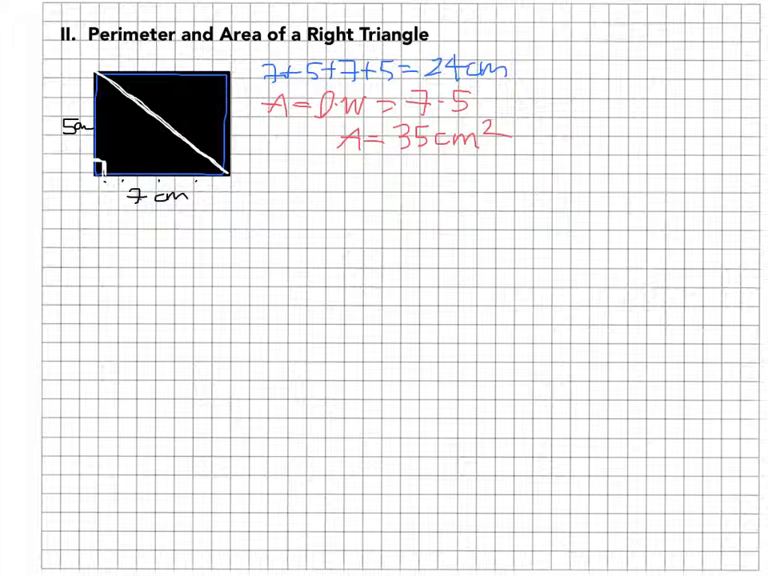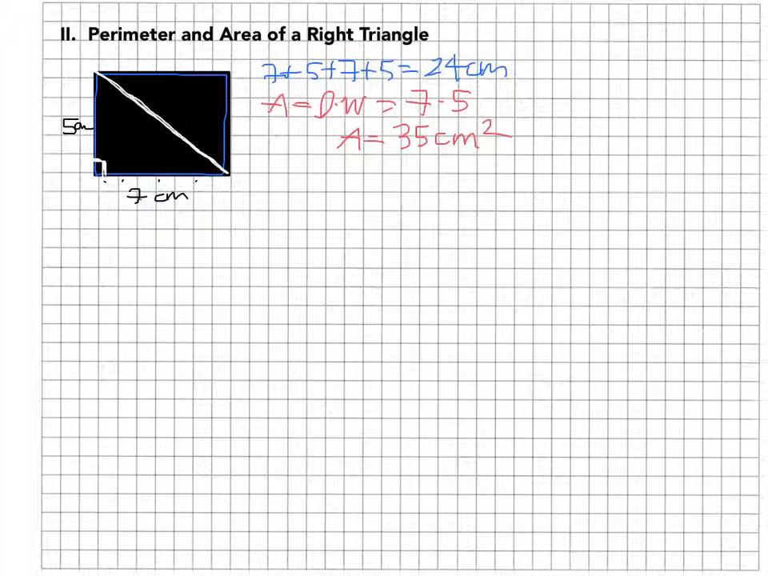One thing to recognize is that this line right here bisects, cuts this rectangle in half, which means this triangle is exactly the same as this triangle. So if I want to find the area of this triangle, I'm going to find the area of this rectangle, and I'm going to cut it in half.